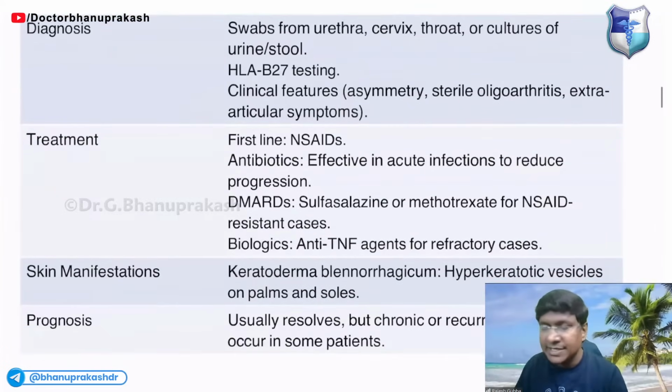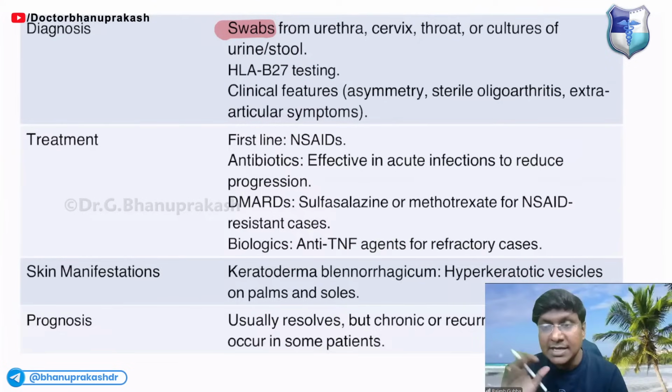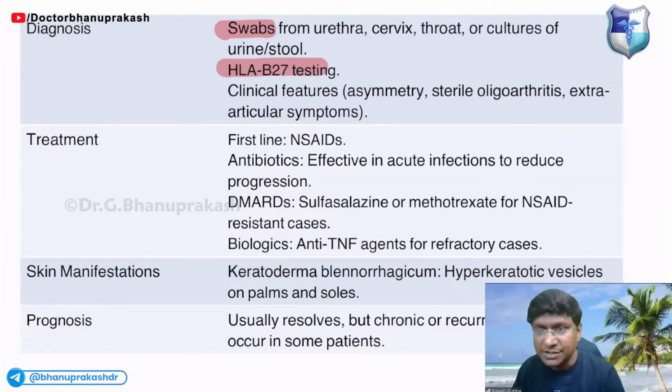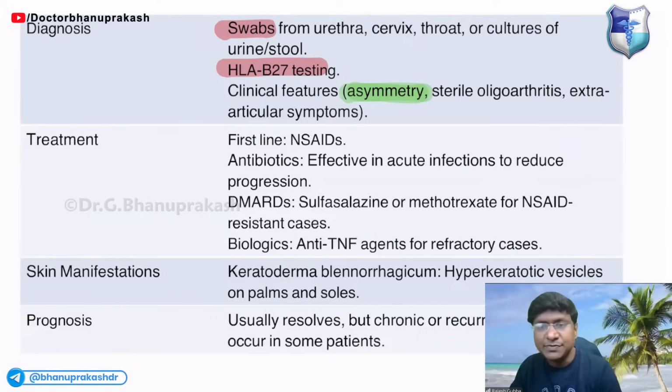So how will you diagnose Reiter's or reactive arthritis? You need to do culture from the urethra, cervix, throat, and culture of the urine as well as stool. HLA-B27 is the one which will be positive, right? And the arthritis here is asymmetrical oligoarthritis, whereas in rheumatoid arthritis we have discussed symmetrical polyarthritis. That is very, very important.